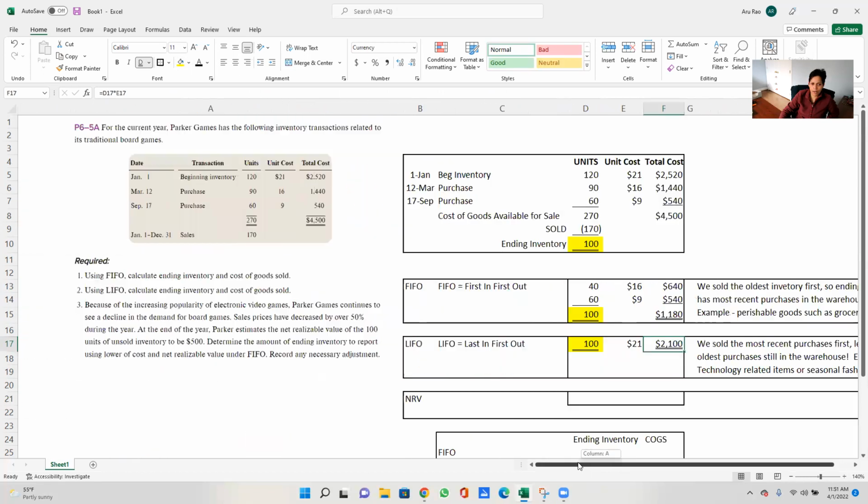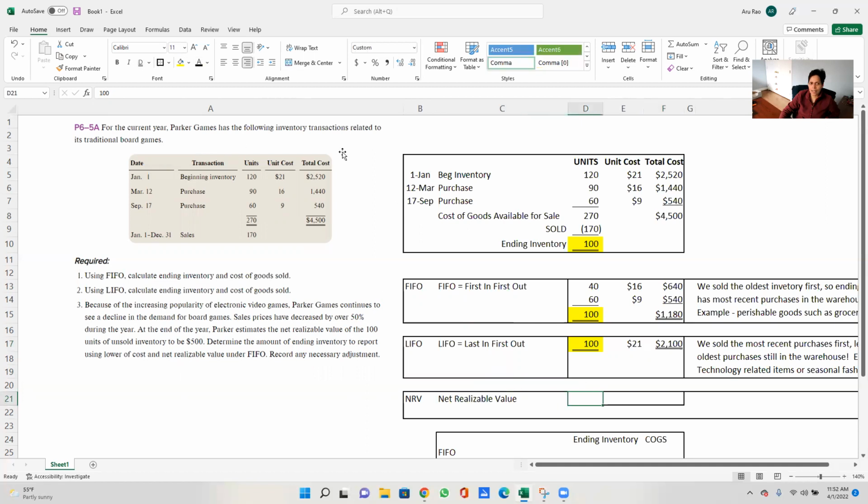Okay, let me go back again to the problem and look at part 3. Because of the increasing popularity of electronic video games, which probably has been happening for many years, Parker Games continues to see a decline in the demand for board games. Sales price have decreased by over 50% during the year. By the end of the year, Parker estimates the net realizable value of the 100 units that are unsold will be $500.